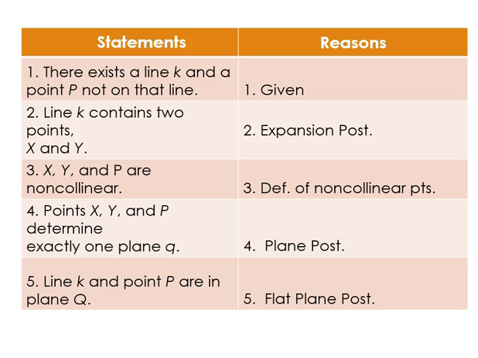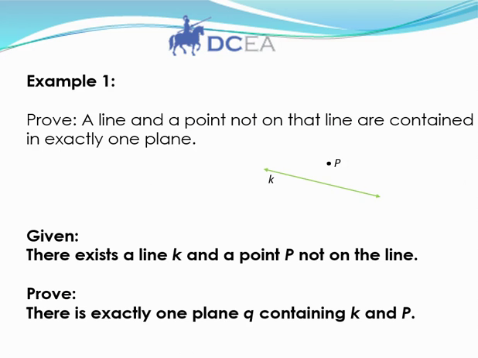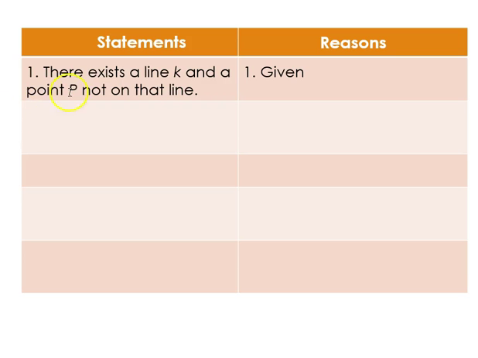This is what the completed proof looks like. It's very neat and polished, but when it was originally written, it would have been written and rewritten many times before being accepted as a formal proof. We'll begin with one step at a time. So let's go back. We have our given. There exists a line K and a point P not on the line. Our first statement will be the given.